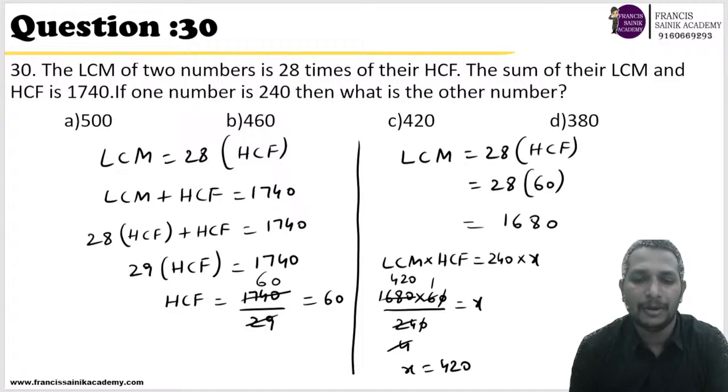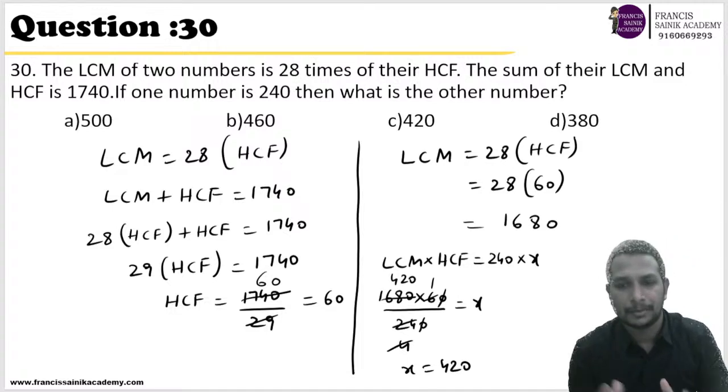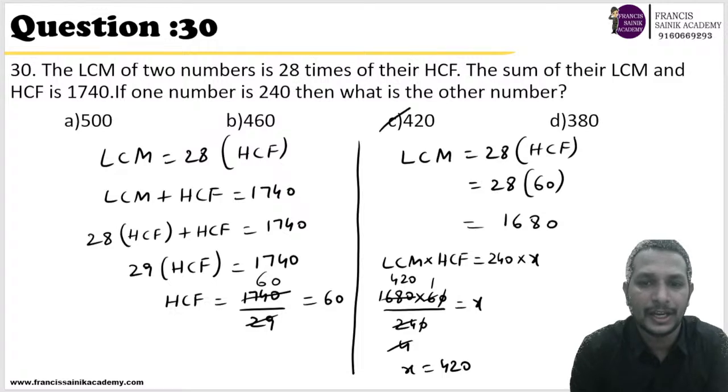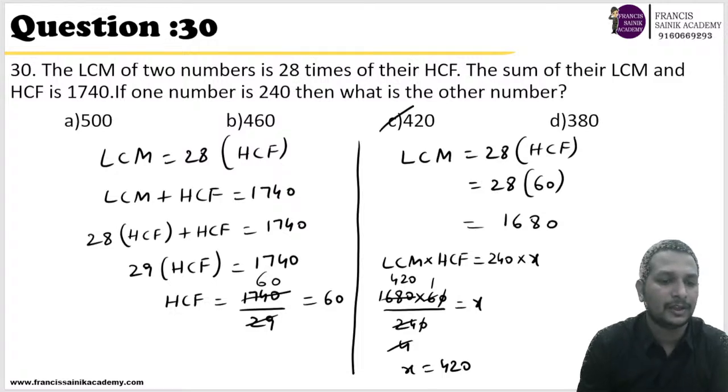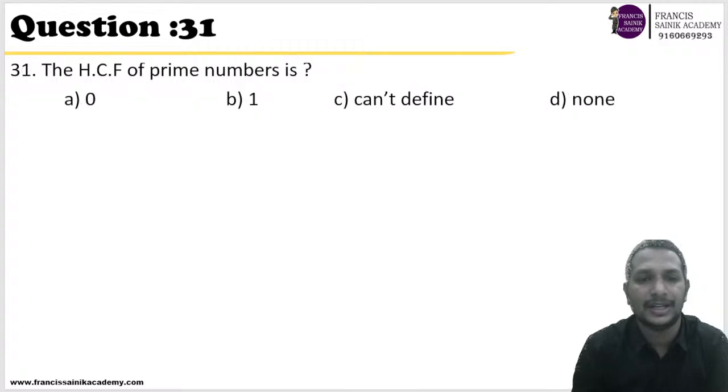As we know the formula, LCM into HCF equals the product of the numbers. We got the other number as 420. Okay. Next one, number 30.